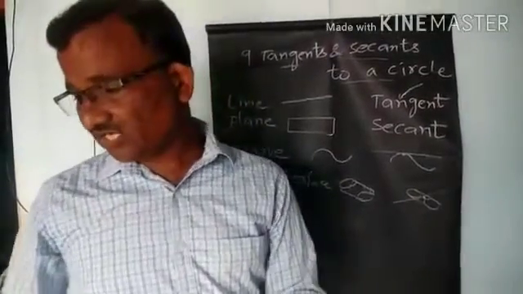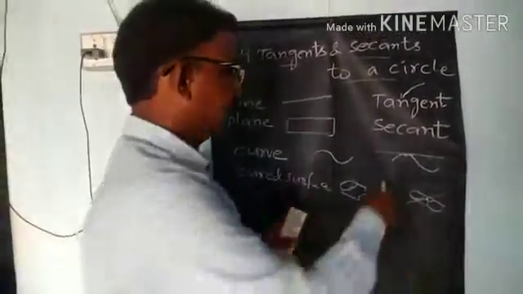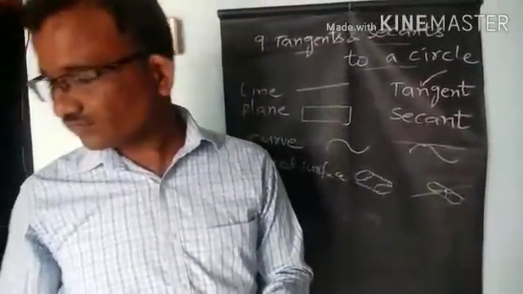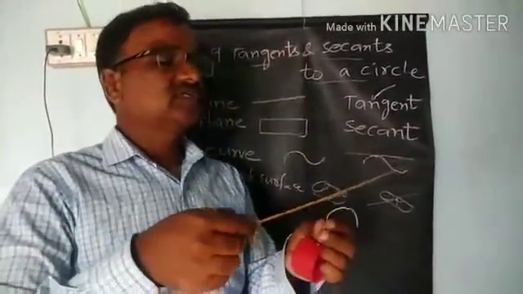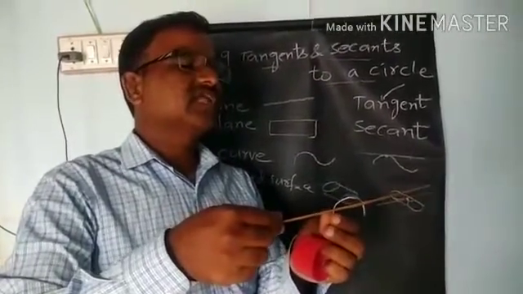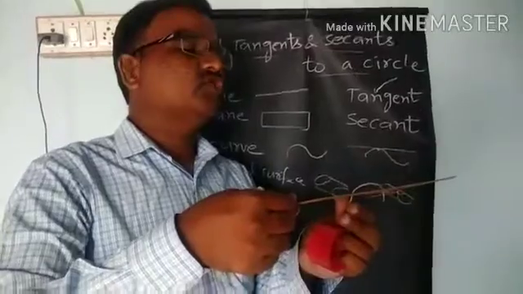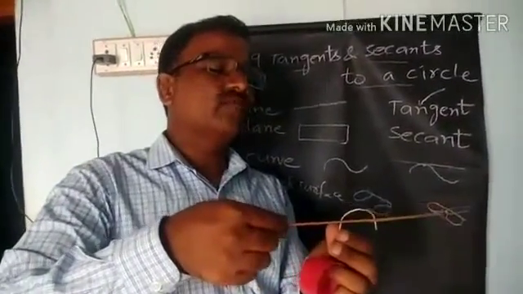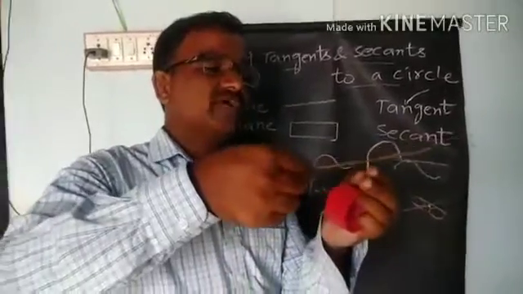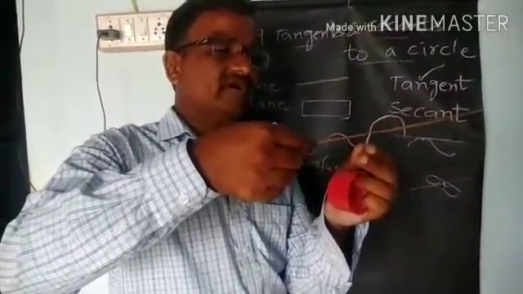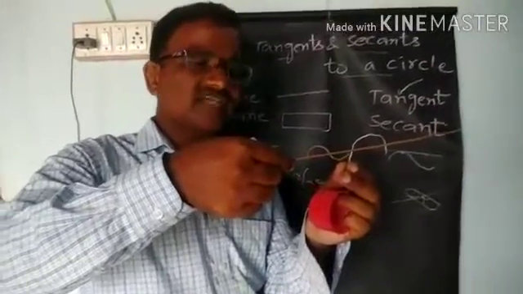Now let us take the second word, that is secant. See here, a line that intersects the curve at 2 points. Is there any possibility that the line intersects the curve at more than 2 points? Here it may not be, but the curve may not always be like this.